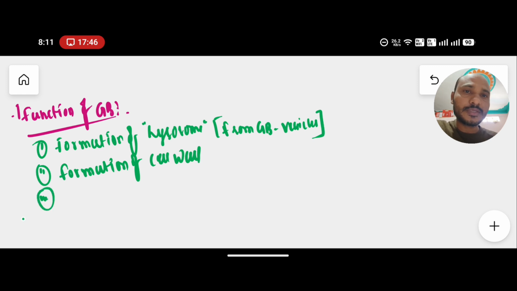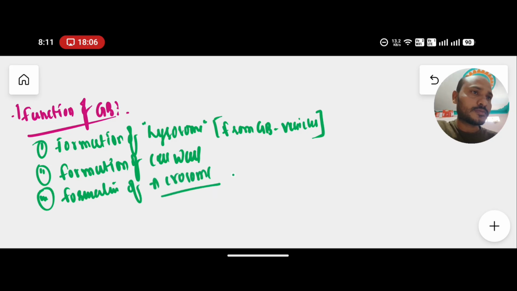And one more, in animals, especially in human beings, there is a formation of a membrane around the sperm, that is the formation of acrosomes in animals. In human beings, sorry, formation of acrosome. So generally acrosome is nothing but here.